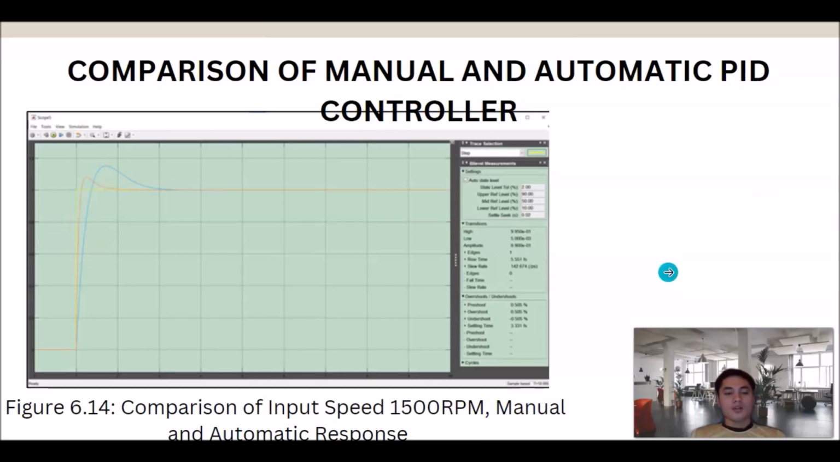Next. So this is our comparison of input speed 1500 RPM, manual and automatic response. These are the three lines for our 1500 RPM for automatic and manual response.